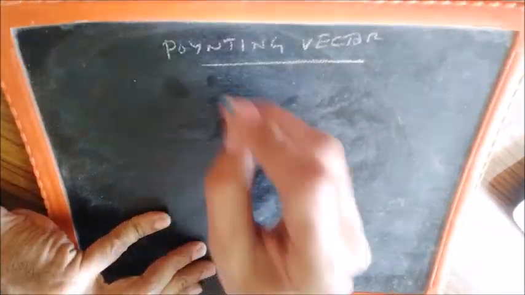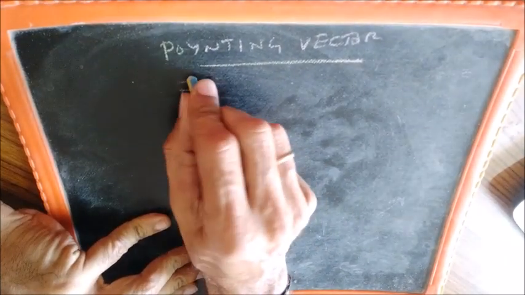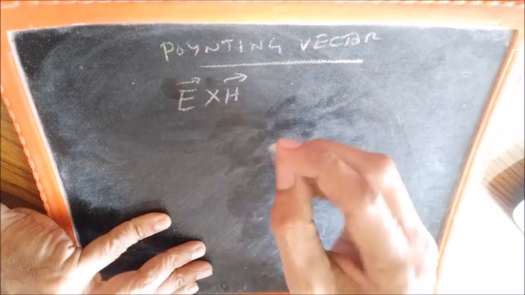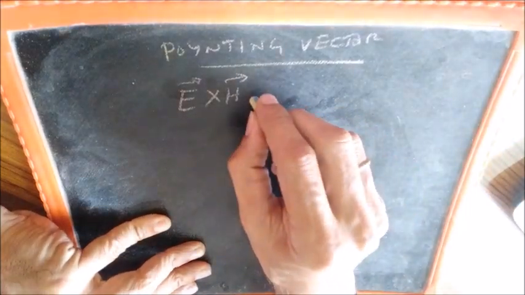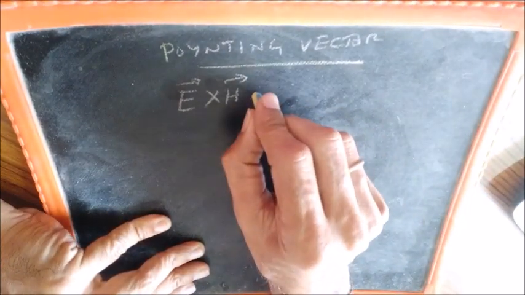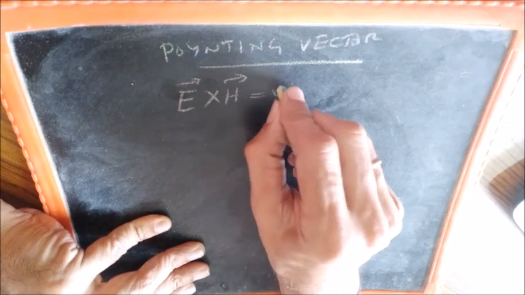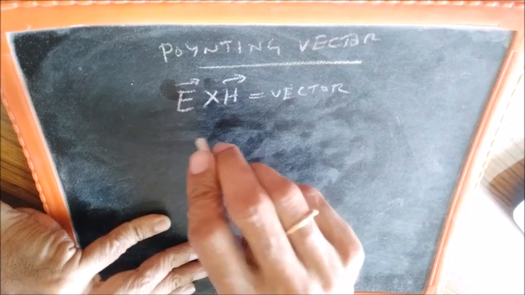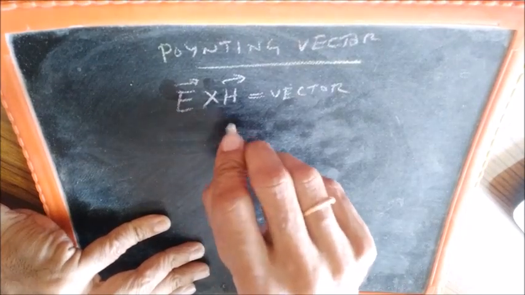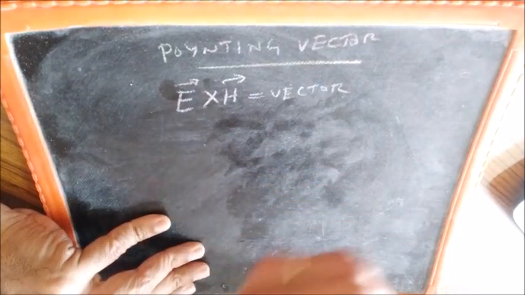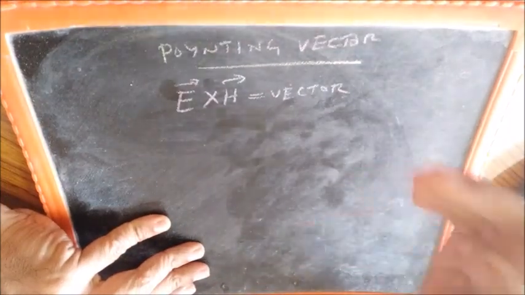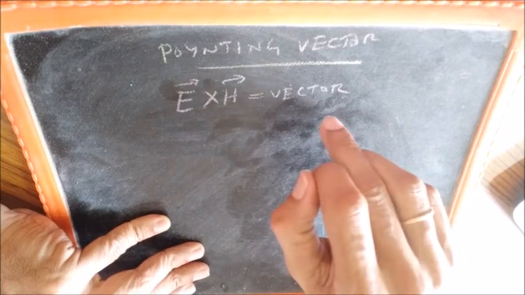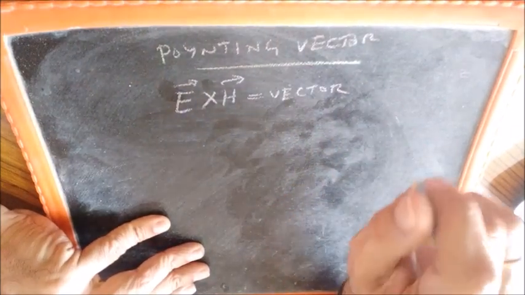Now, suppose we do E cross H. That is, we take the cross product of the electric field and the magnetic field. Now, the cross product will result in a vector. So, if you take the vector field E and the vector field H and take a cross product, you will get another vector field. That vector field is the Poynting vector.